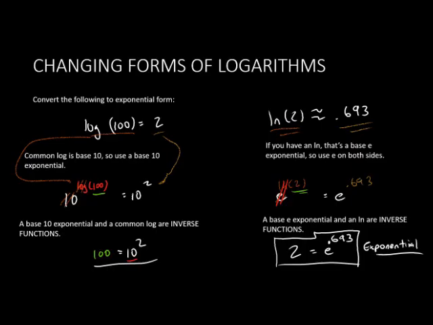So the key to rewriting things in exponential form from logarithmic form is just to pick the right base and cancel out the inverse functions.